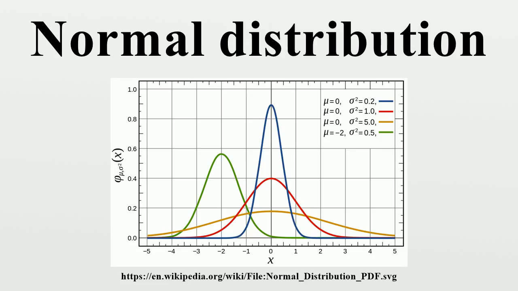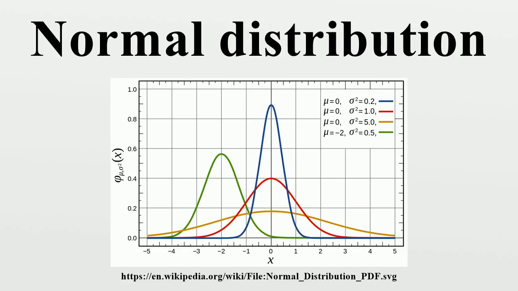The probability density of the normal distribution is given by a formula in which the parameter mu is the mean or expectation of the distribution. The parameter sigma is its standard deviation, with sigma squared its variance. Then, a random variable with a Gaussian distribution is said to be normally distributed and is called a normal deviate. If mu equals 0 and sigma equals 1, the distribution is called the standard normal distribution or the unit normal distribution, and a random variable with that distribution is a standard normal deviate.